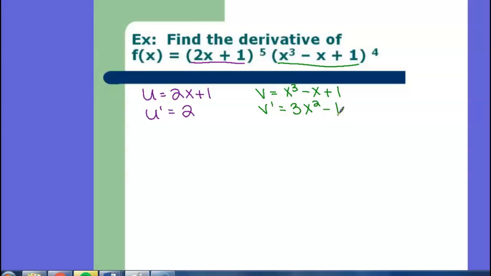Good. So now this is why the u's and the v's are somewhat helpful, because we can rewrite f of x as u to the 5th times v to the 4th. Remember, u and v are functions. So what's the product rule say? It says the first times derivative of the second. So what's the derivative of v to the 4th, rather? Oh, man. 4v times v prime, because it's a chain rule.